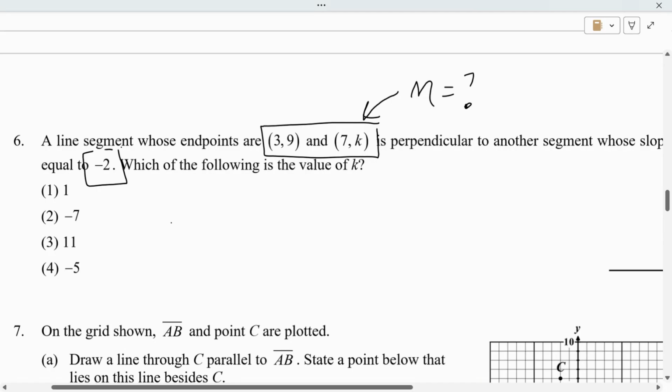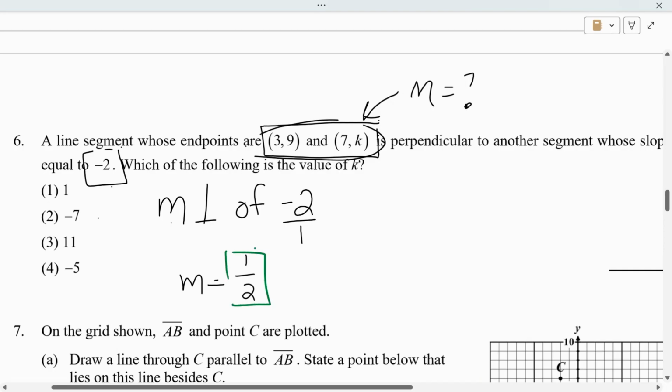And the only way that we can do that is to set it equal to the perpendicular of this. So what is the perpendicular slope of negative 2? Well, the perpendicular slope of negative 2, let's write it as a whole number, is the opposite. So that's going to be a positive number. And the reciprocal, 1/2. So when I set this up, I'm looking for a line that is going to have a slope of 1/2.